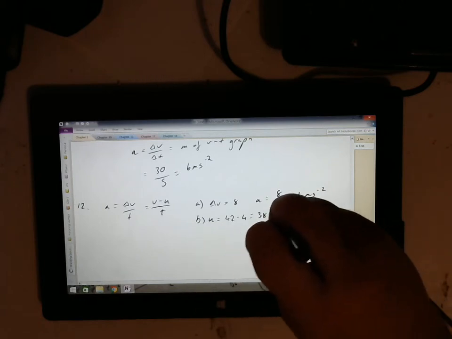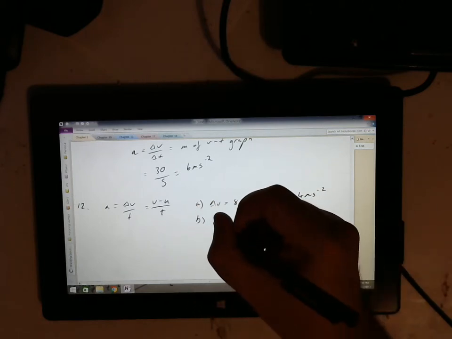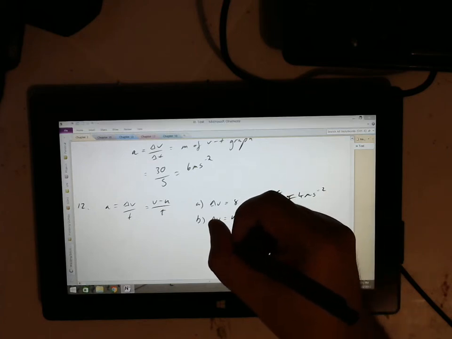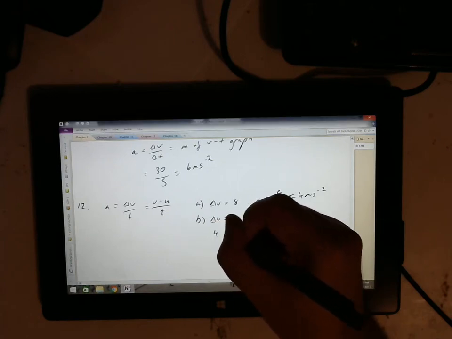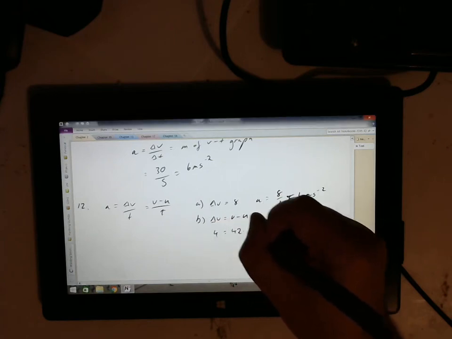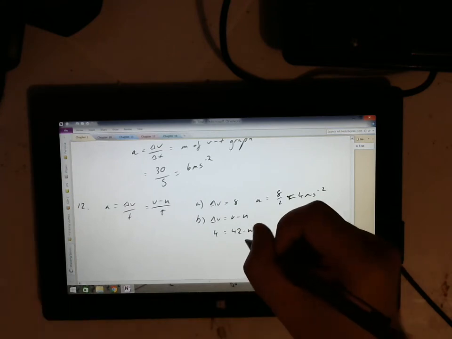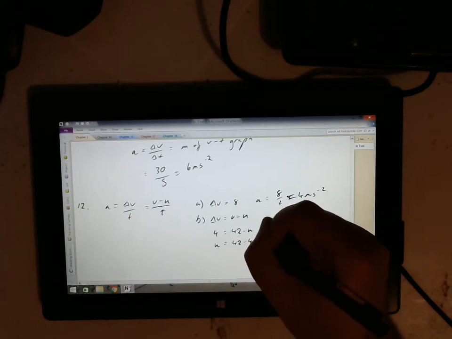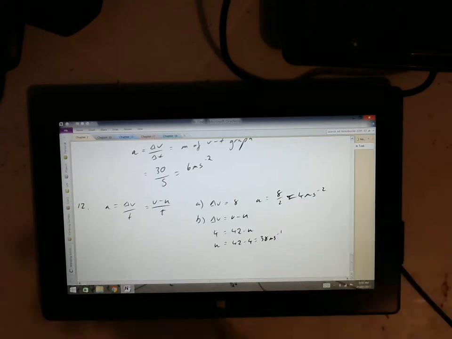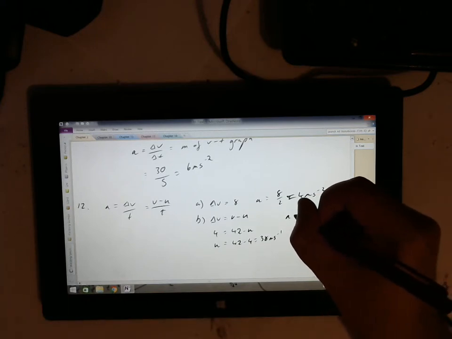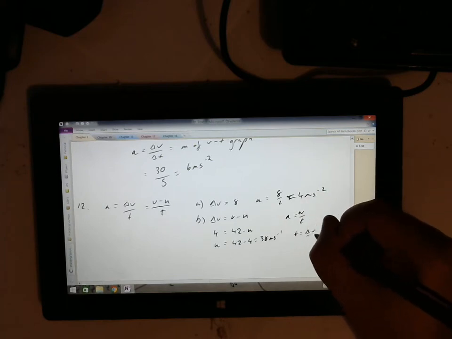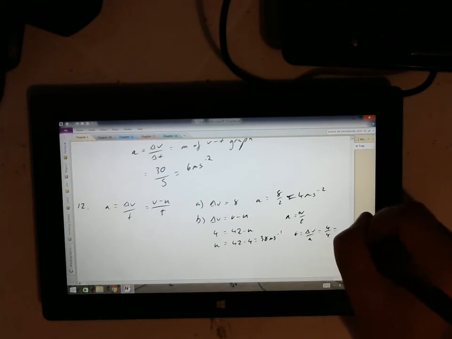Actually, what I'll do, I'll just do this one a little bit more formally for us. Delta V equals V take away U. So if delta V in this case equals 4, 4 equals 42 take away U, and we can rearrange that, add U to the other side, subtract 4, we get that U equals 42 take away 4 equals 38 meters per second. We know that acceleration equals 4, delta V equals 4, so if A equals V over T, or delta V over T, T is going to equal delta V over A equals 4 over 4 equals 1 second.